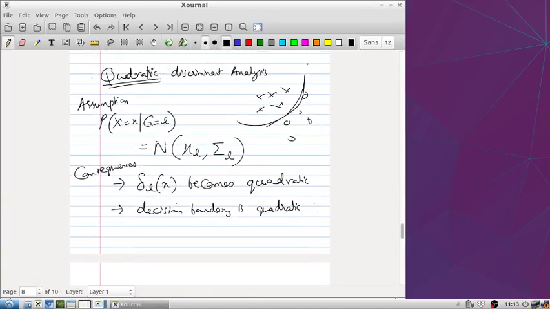So the decision boundary is quadratic. So what does this bias us? If in reality the data set is such that linear decision boundaries don't make sense, then quadratic discriminant analysis can capture curved decision boundaries. That's the idea. And that's it. That's the slide change.